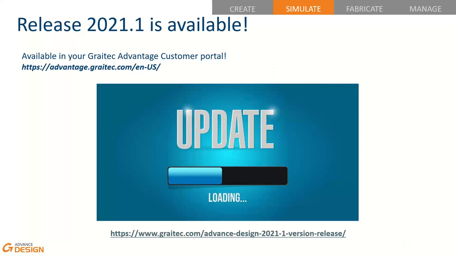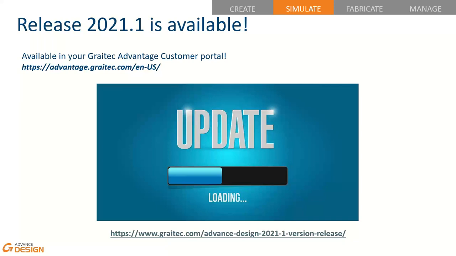This release 21.1, we can speak about a release or an update, but as you will see, there is a lot of content, so that's why we can say it's an intermediate release. This version is available for download, so probably some of you already downloaded it. If not, as a Gretec customer, you can access your Gretec Advantage customer portal. You have here the link, which can be different depending on your language. Here is the link to access our Gretec Advantage in English. The version is available for download, so just go there and download the online setup.